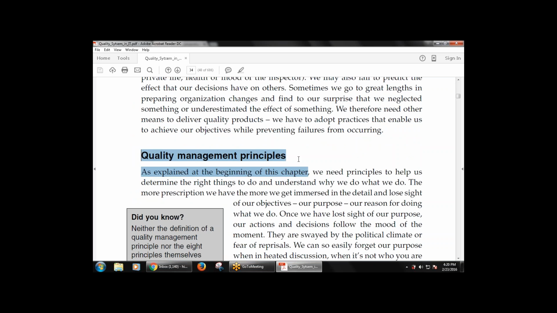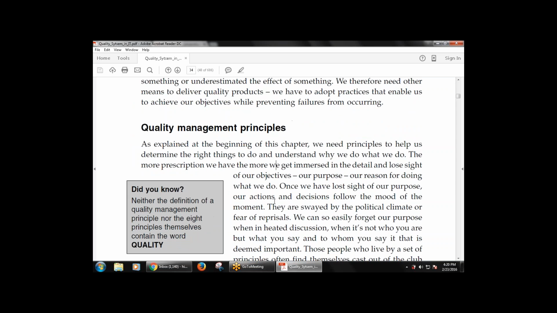Now the next topic is the quality management principles. That is, what are the various principles, rules and regulations required for quality management? As explained at the beginning of this chapter and in the last class, there are some principles required for quality management. We need the principles to help us determine the right things to do and understand why we do what we do. That means what the targets are, why we do things, and how we can understand why we do what we do.